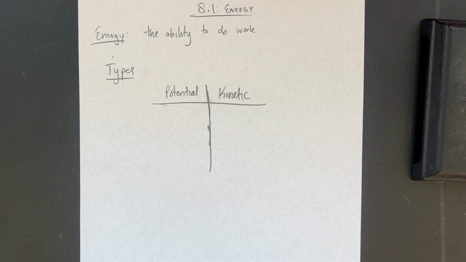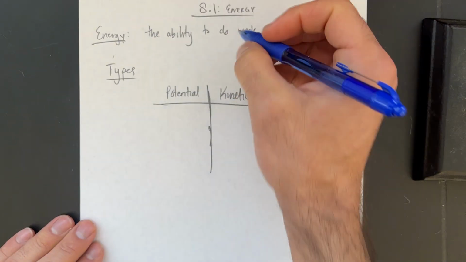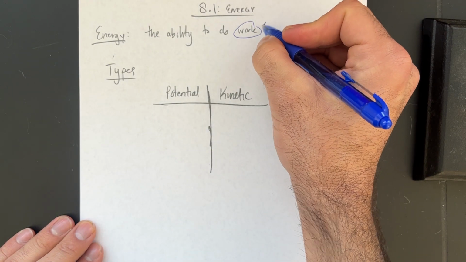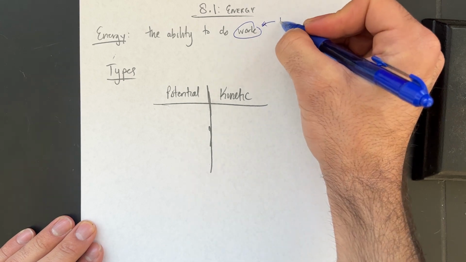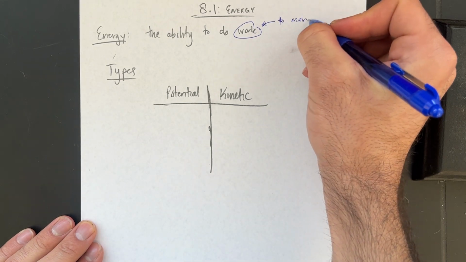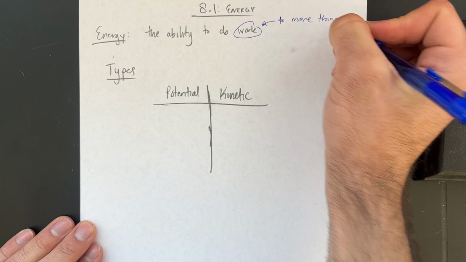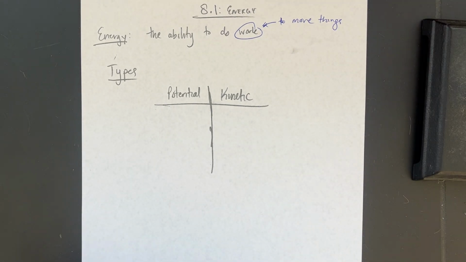Energy, as we'll define it in this class, is the ability to do work. Work in this class, at least we're going to say, is just to move things, okay? So basically, energy is the ability to move things. Specifically, in chemistry class, what we'll be interested in is the movement of particles, of molecules, of atoms. And so that's what we'll be focusing in on.